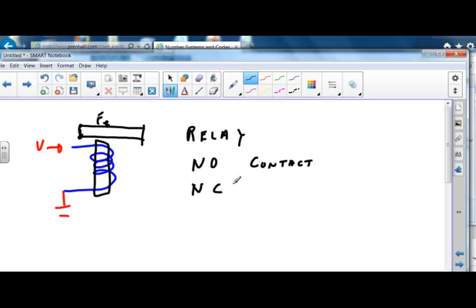So now I can take a small amount of voltage, 24 volts, and use a relay to turn 1,000 volts on and off. I could do that, or 10,000, or 20,000, or 1,000,000 volts. Well, not 1,000,000 volts, but something like that. We call that an electromagnet, and we call that a relay.